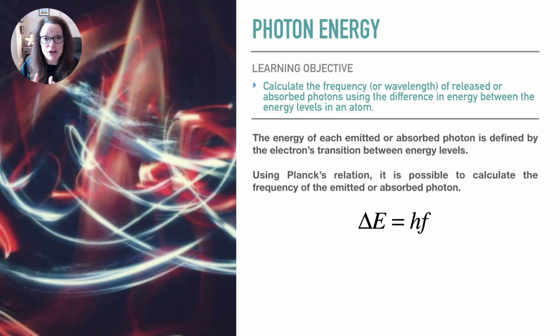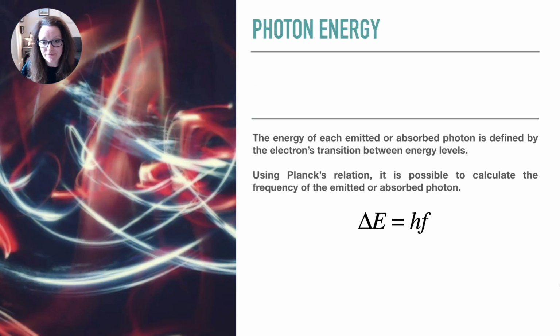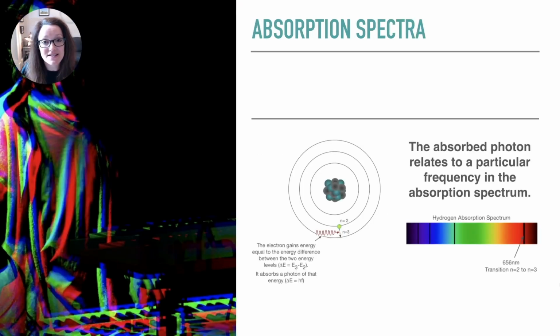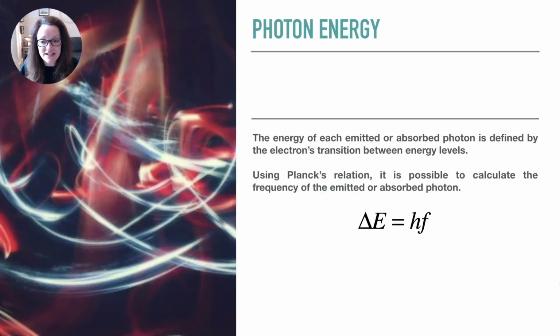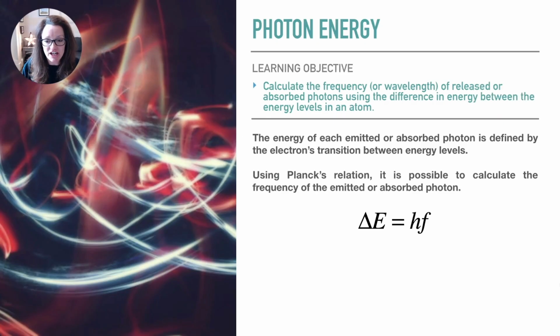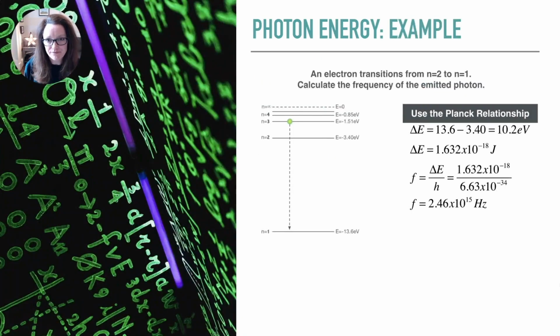You've got energy, or the difference in energy, and that is the difference in energy between these states. It's a number. So the difference in energy is equal to h, which is a constant, times the frequency of light. So if you have a number for the energy, and we'll work that out in a second, you can work out the frequency of light, or the specific frequency of the photon that is released. And we've got an example here.